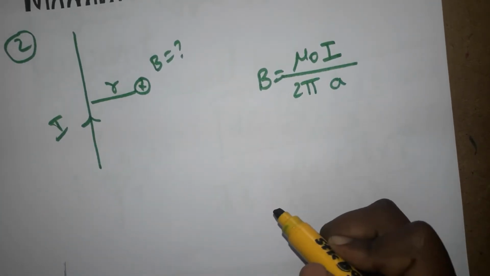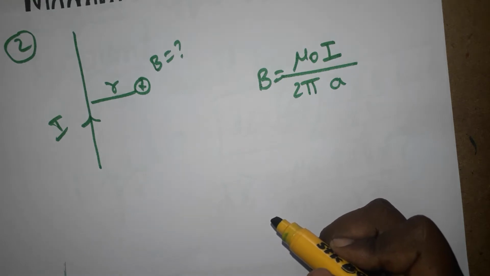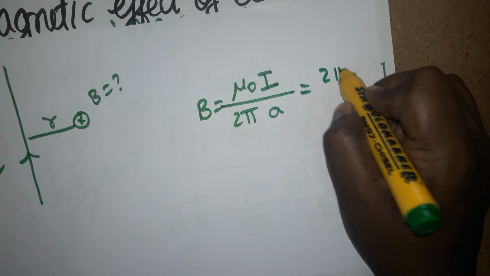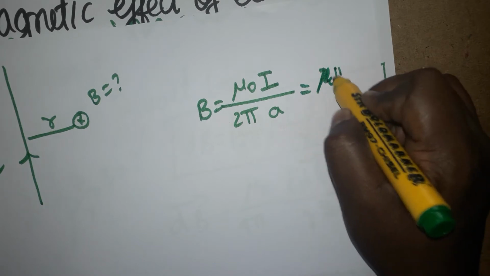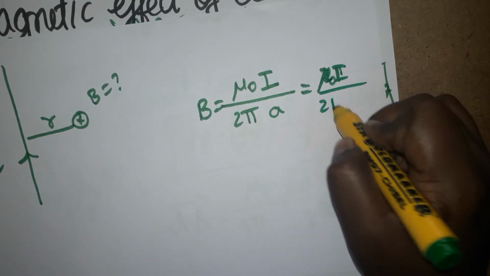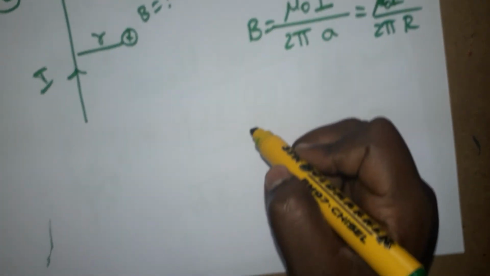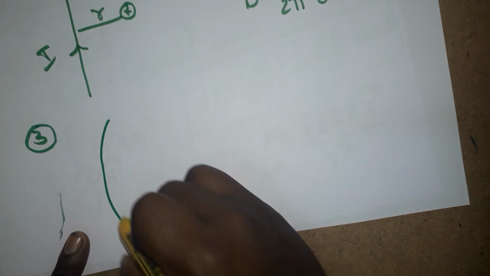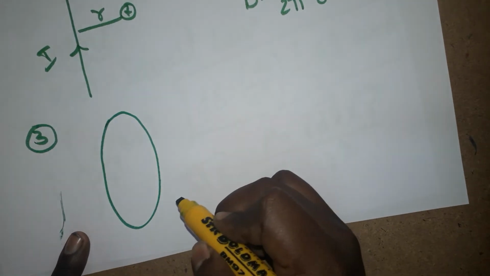The next one: 2 pi a or 2 pi r, whichever you want to take, mu naught I divided by 2 pi r. The next one, the third formula: magnetic field due to a circular current carrying conductor, a circular wire carrying current.